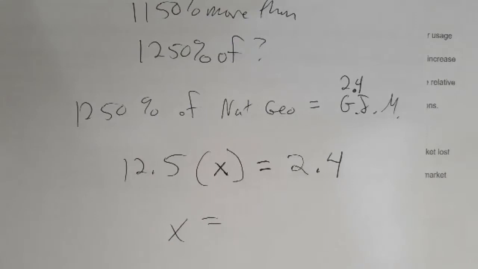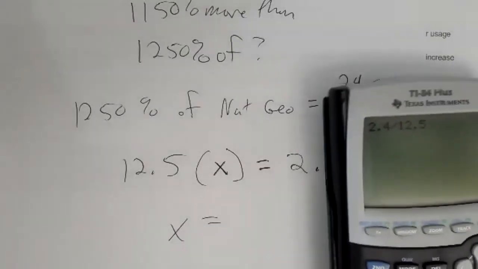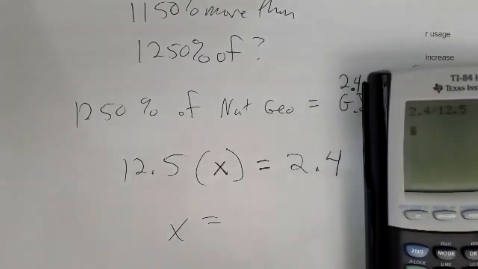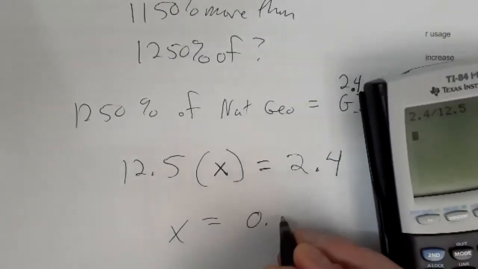So how are we solving this thing? We're going to have to divide by 12.5. Yeah, so we're dividing both sides by 12.5. So we're going to take 2.4 divided by 12.5, which is 0.192.